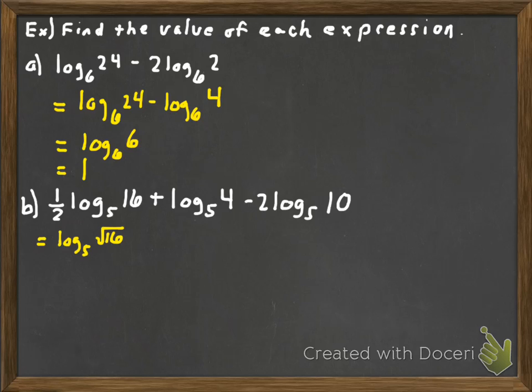And if you realize that that's log base 5 of the square root of 16, then you understand why we can make that log base 5 of 4. All right, and then we have another log base 5 of 4 right here. And then we're going to subtract log base 5 of 100 because 10 squared is 100. All right, I'm going to try to do 2 things at once here. Should work out quite nicely.